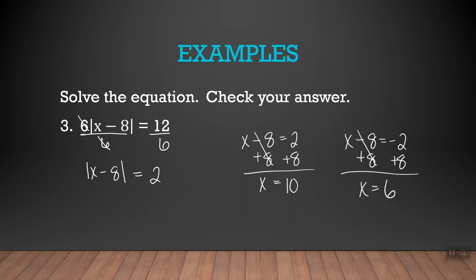Now I'm going to start plugging this information back in on my own, just kind of thinking out loud mentally, does this answer work? If I plug a 10 back into the equation, so I'm going right here, 10 minus 8 is 2, the absolute value of 2 is 2, and 2 times 6 is 12, so 10 works. Plugging in a 6, 6 minus 8 is negative 2. The absolute value of negative 2 is 2, and 2 times 6 is 12. So both of the answers work. We get 10 and 6.